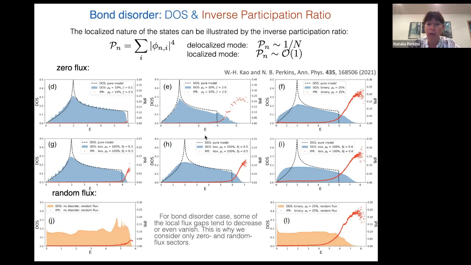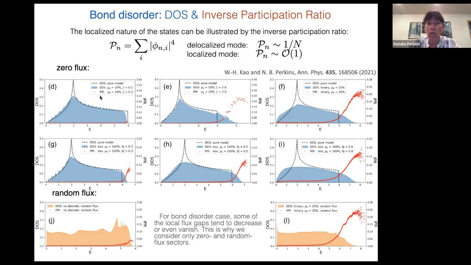What is important is that when we have a bond disorder, then locally some of the fluxes become very small, and therefore there is no sense to consider different flux configurations. So here we only compare the zero flux sector, shown in blue, and the random flux sector, shown in orange. So basically this is a random flux, so this is thermal disorder. I mean, it's a T equals zero calculation, but it shows the random flux. And you see that random flux makes significant changes in the density of states, even in the absence of the quench disorder. But the density of states is only telling us about the states, it doesn't tell us about the localization.